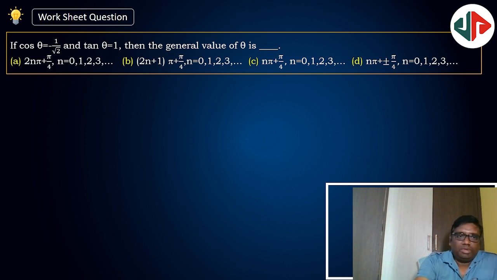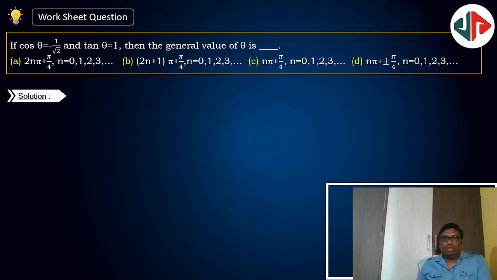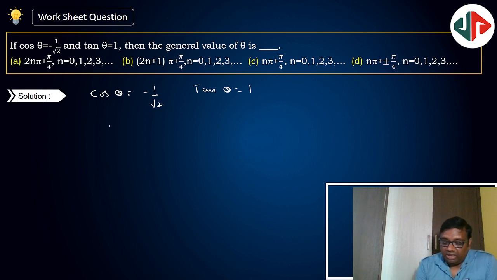Sir, how to find out? A very important point: cos theta is equal to minus 1 by root 2 and tan theta is equal to 1. So in the trigonometric functions, in which quadrant is cos negative and tan positive? Only in the third quadrant. In the third quadrant, tan is positive and cos is negative. So that is why here the theta value is equal to what is the value?